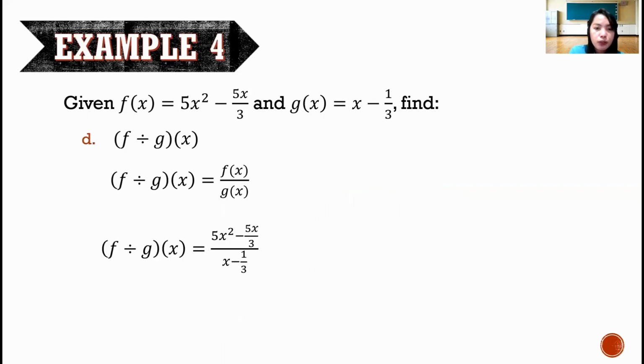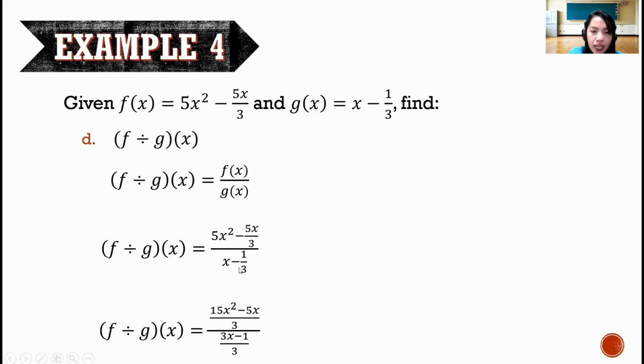Next, we're going to evaluate, substitute the given value for f of x and g of x in the denominator. Next is to get the LCD in the numerator. LCD, that is 3. So 3, ang denominator ng 5x squared ay 1. So 3 divided by 1, the denominator 5x, that is 3, times 5, we have 15x squared, minus, just copy the numerator of this, kasi 3 na yung denominator niya.